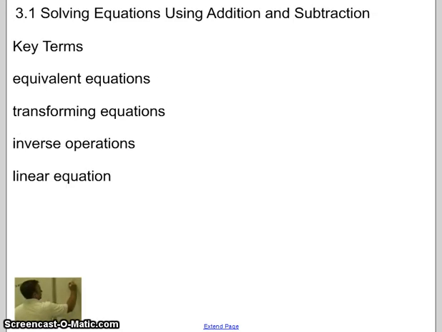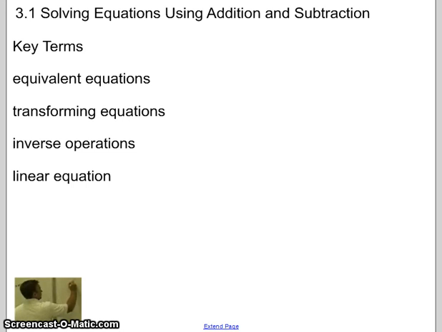Alright, so 3.1 key terms. The first key term is equivalent equations. The second term is transforming equations. Third, inverse operations. And the fourth is a linear equation.